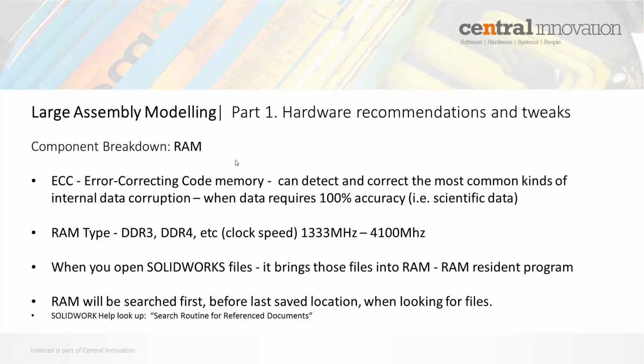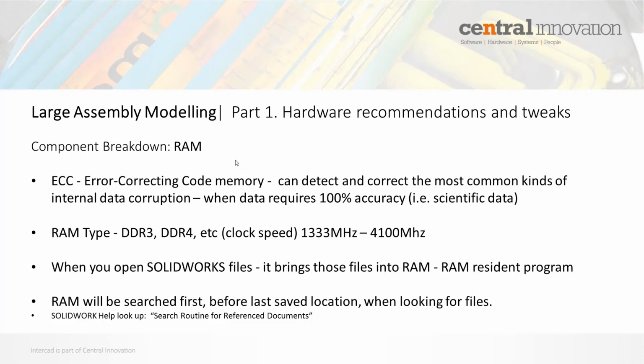ECC, or error correcting code memory, can detect and correct most kinds of internal data corruption when data requires 100% accuracy. This is when you need to be using ECC RAM. You might see this on Xeon based systems. They support the use of ECC RAM, and vendors like Dell and HP like to marry that ECC up with their Xeon chips. But typically it's really only used when you're dealing with scientific data. So if you're building a Large Hadron Collider and you're analysing where your Higgs boson particles are, then that's probably where you're going to use that. It's not a requirement for SOLIDWORKS. It would only be a bonus if you do happen to have that.